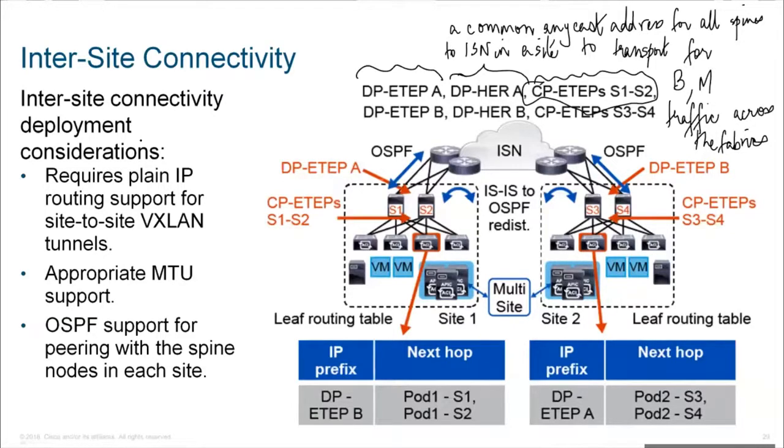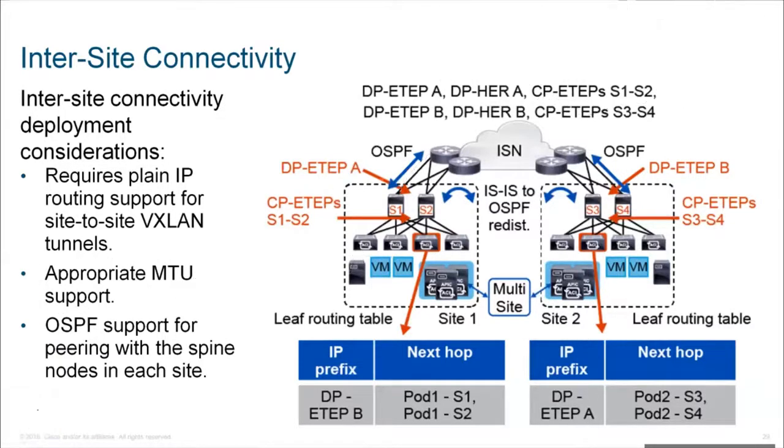Again, make sure your ISN supports a larger MTU. These might be sending 9,000 bytes. Add the VXLAN header, it's going to become 9,100 bytes. And OSPF is the protocol that they support for communication to the ISN and building the routing table.